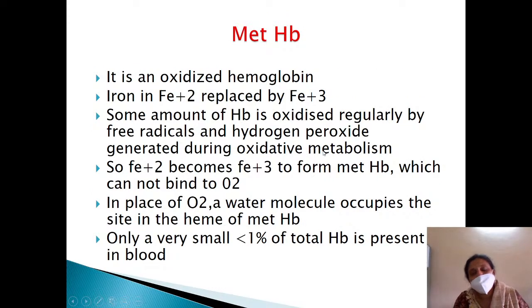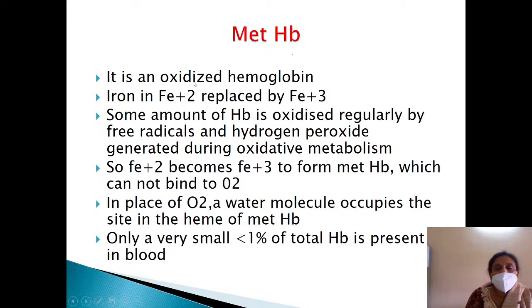The next abnormal hemoglobin is methemoglobin. Methemoglobin is an oxidized hemoglobin. Iron in hemoglobin usually remains in the Fe2+ form, but in methemoglobin the Fe2+ is replaced by Fe3+. In the structure of hemoglobin, with heme at the center, the iron remains in Fe2+. If it exists in Fe3+, we call that structure methemoglobin.